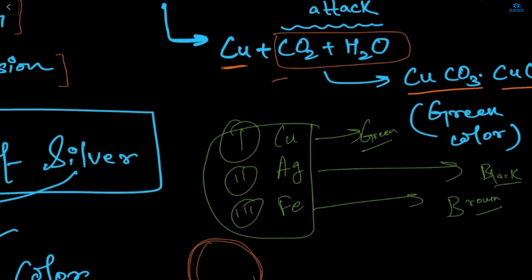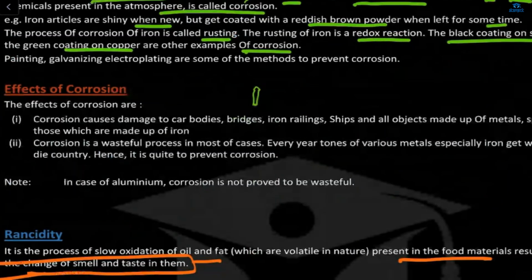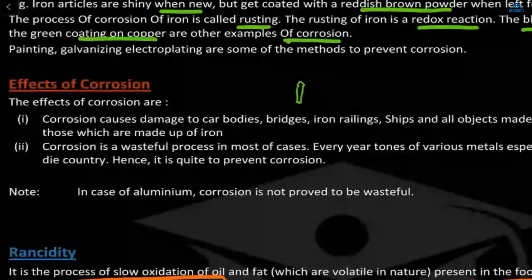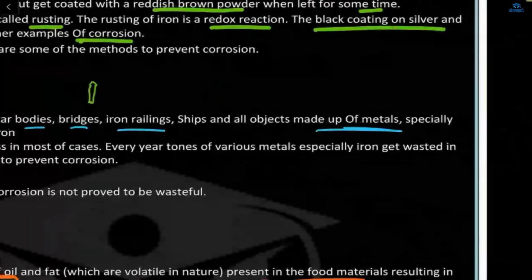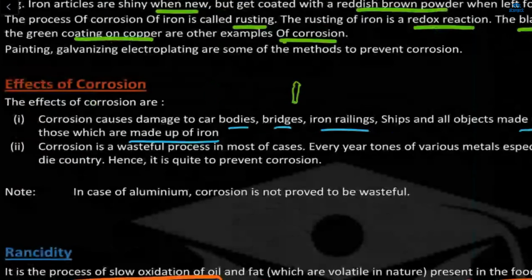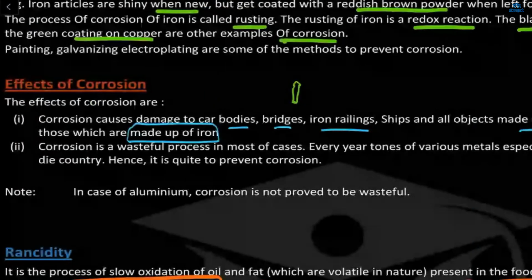Okay, so the effects of corrosion. What are the effects of corrosion? Corrosion causes damage to car bodies, bridges, iron railings, ships, and all objects that are made of metal, especially those made of iron. You have seen car bodies and bridges.